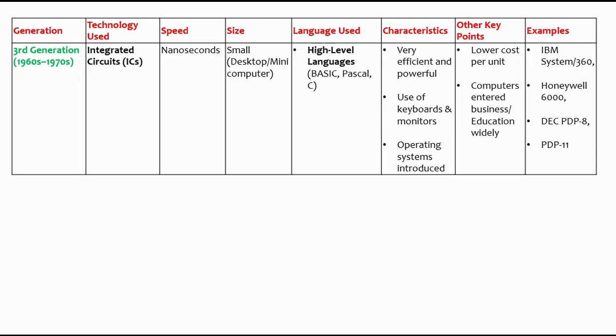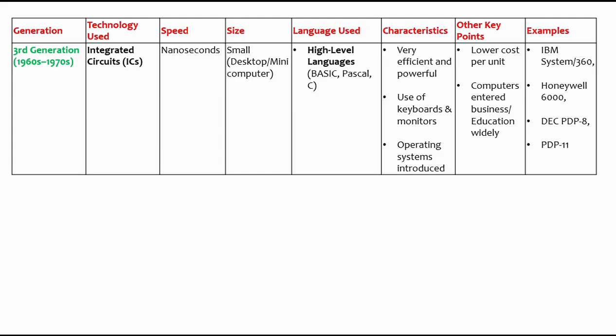Next up is third generation of computers from 1960s till 70s. The third generation was powered by integrated circuits, also called ICs. An IC is a small silicon chip containing many transistors and electronic components in a compact form. This made computers smaller, cheaper, and much faster, with speed measured in nanoseconds, that is 1 billionth of a second.